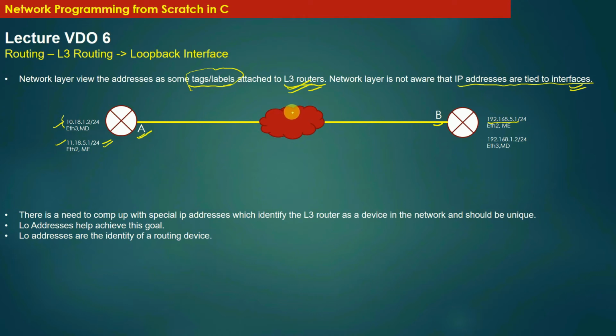So in other words, the network layer only views IP addresses as some sort of tags or labels attached to the router, and the network layer does not have any information about which interface the IP address has been configured on. So there is a need to come up with a special IP address which identifies the L3 router as a device, and it should be unique in the network.